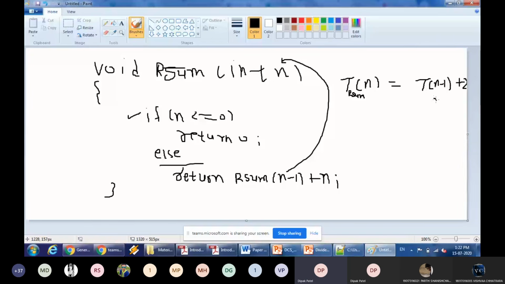This is how we analyzed the equation, for n greater than 0. Okay. If n is less than 0, how many steps does it execute? It executes 2 steps. We know the step count in that case.